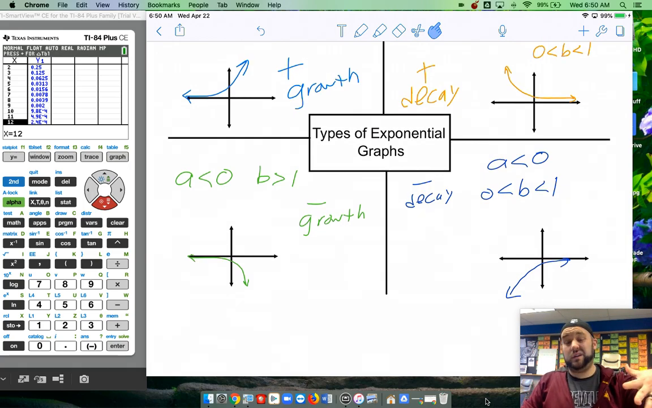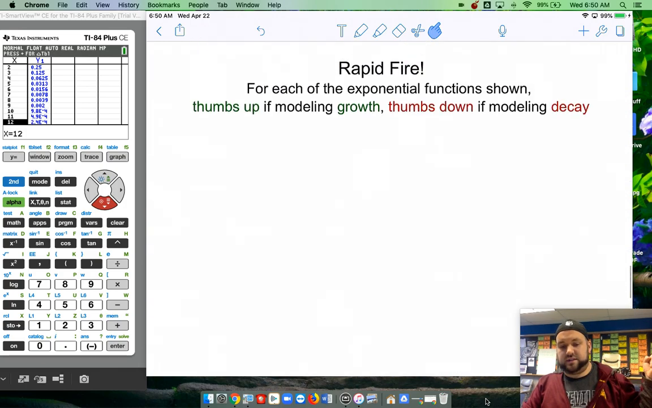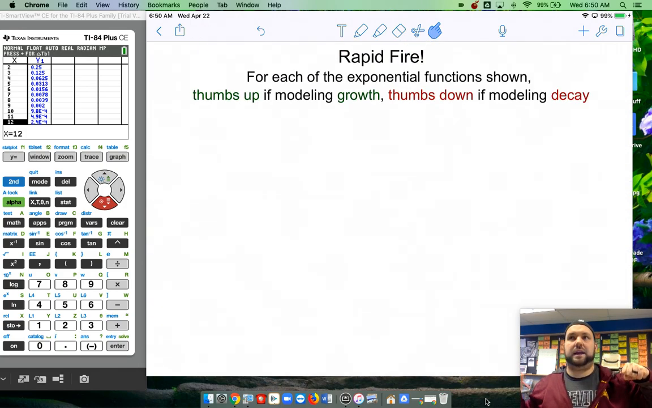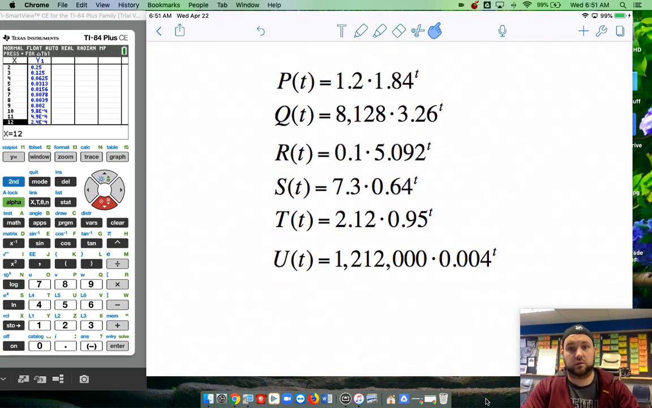What I'd like you to do now is pause the video real quick and see if you can identify whether we have positive growth, negative growth, positive decay, or negative decay for each of these functions. So pause it real quick, see what you think, and then we'll wrap this up.